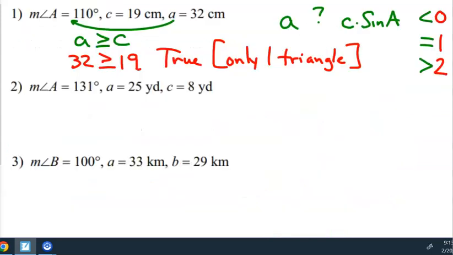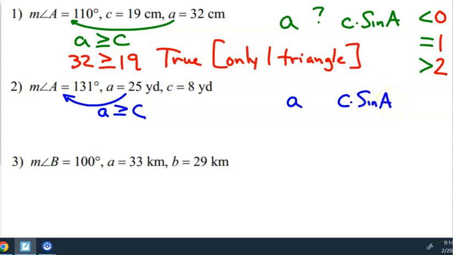If you go ahead and take a look at problem 2 and 3 and go through the same steps, then turn the video back on when you're ready to continue. Okay, so I'm going to again pair up the side and angle that are opposite each other. So I'm comparing is A greater than or equal to C? And that's false. Then I'm comparing how A compares to C times the sine of A.